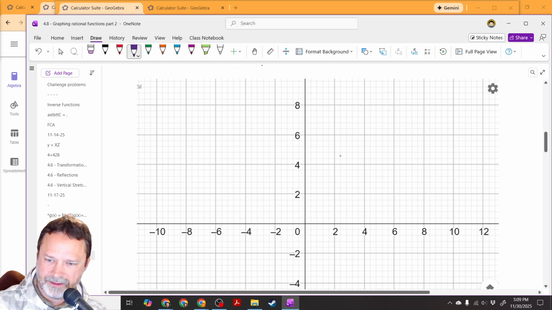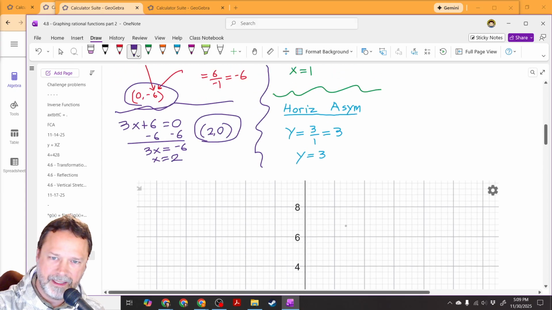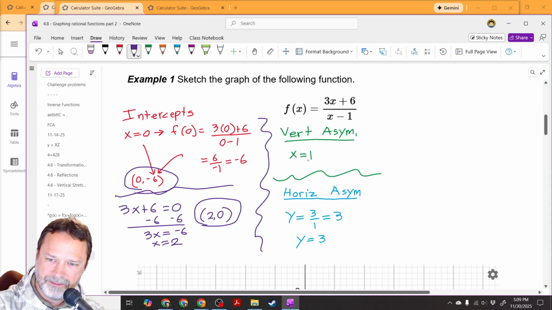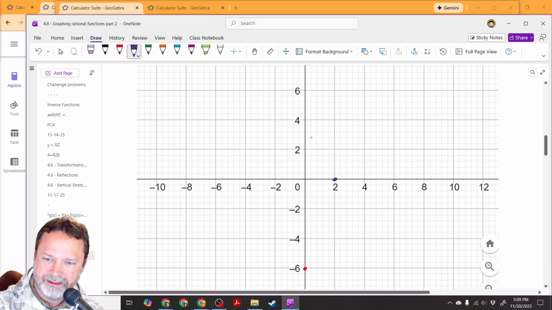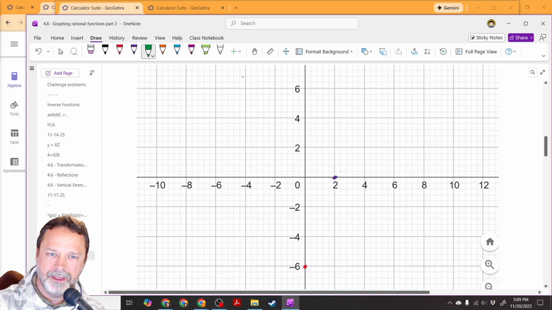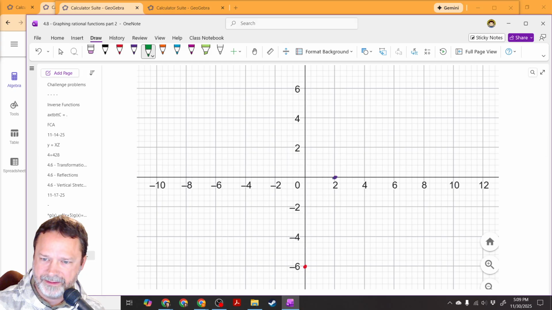Let's see here. So that's 2, 0. We got there. We got a point. Okay. Vertical asymptote at x equals 1. So at x equals 1, that's right about, there's 0, there's 2. It's right here, I think. X equals 1.